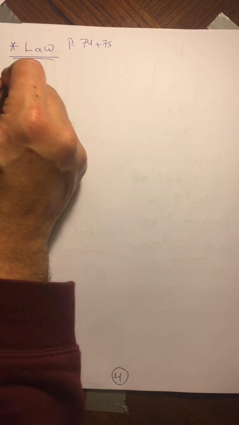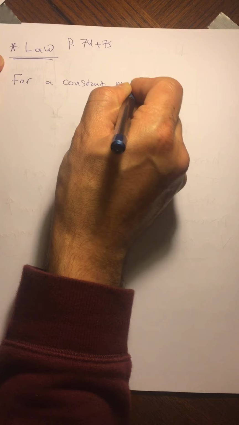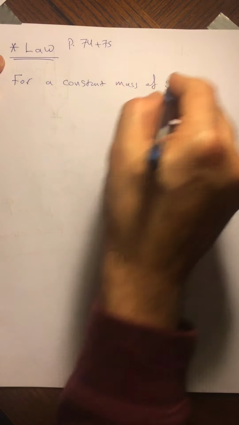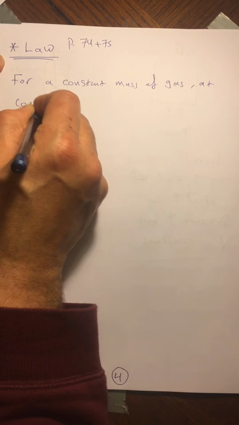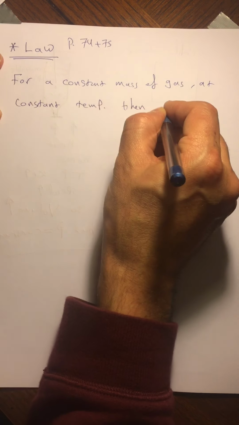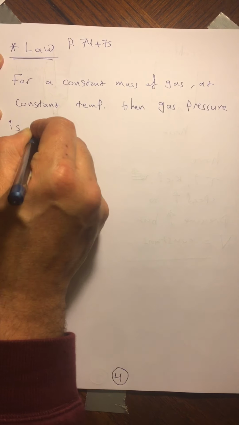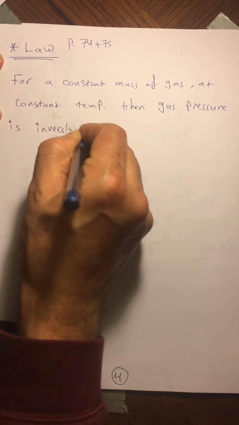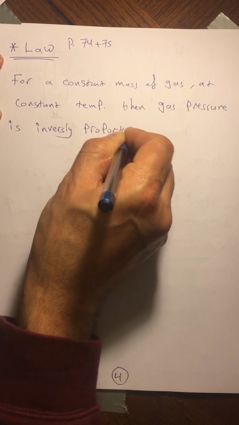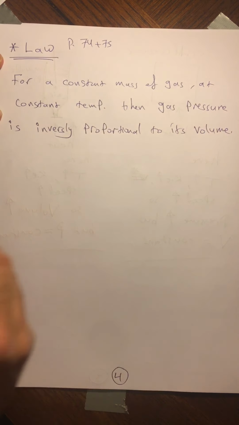You need to know that for a constant mass of gas, which means gas is enclosed somewhere, at constant temperature, so the temperature is not changing, the gas pressure is inversely proportional to its volume. What does this mean?